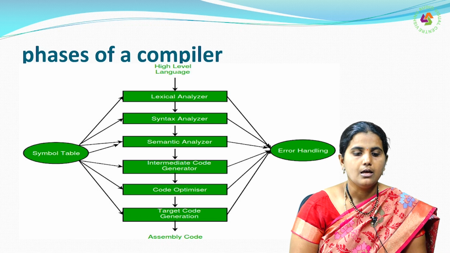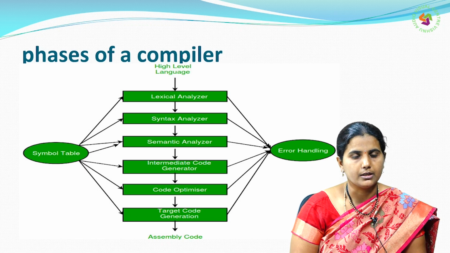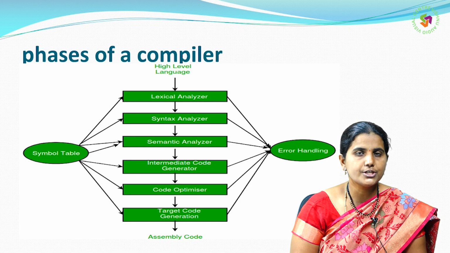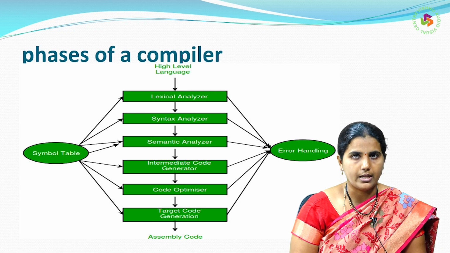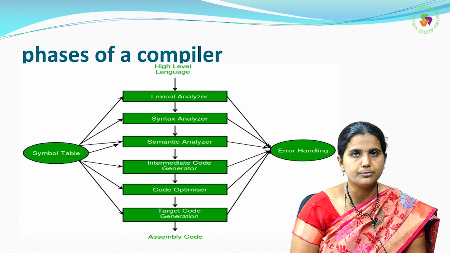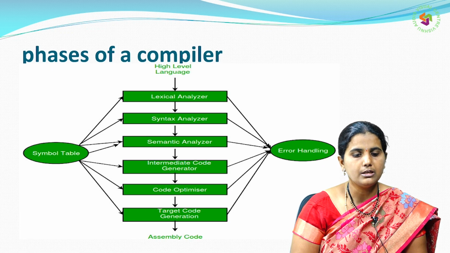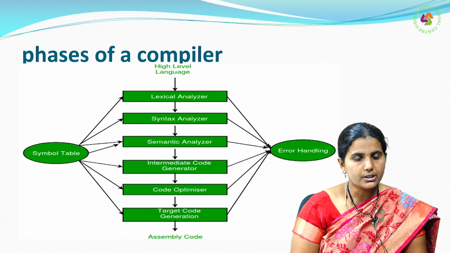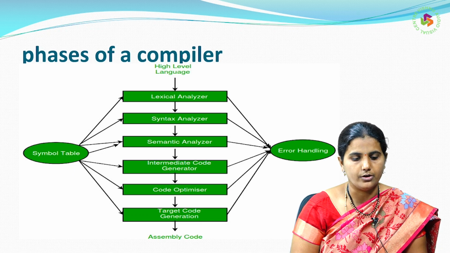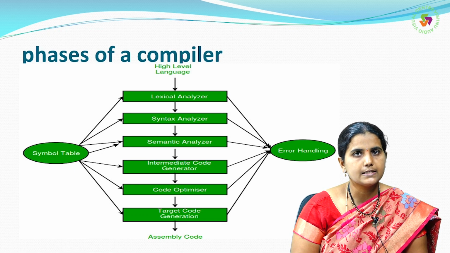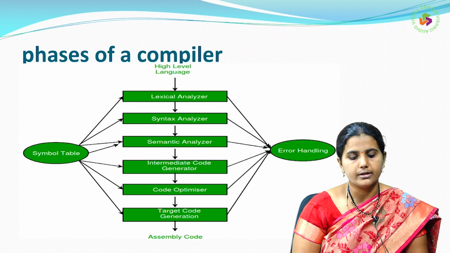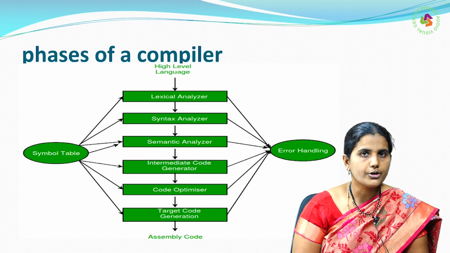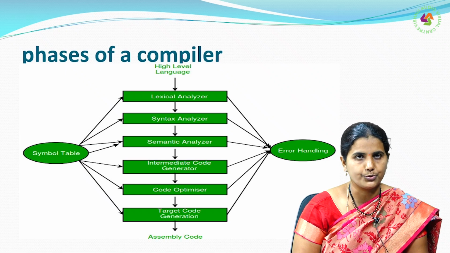Designing of a compiler. First of all, what is the need of the compiler? Any high level language can be converted into the machine understandable language, or you are going to convert it into machine level language or assembly level language code. While converting, many phases are involved: lexical analyzer phase, syntax analysis phase, semantic analyzer phase, intermediate code generator, code optimizer and target code generator. Finally, we are going to generate the assembly language code.